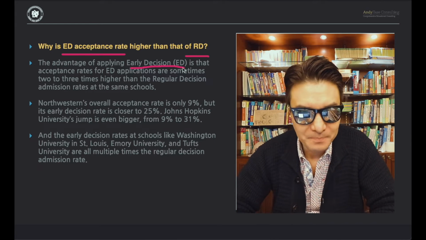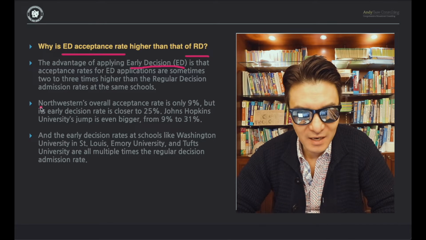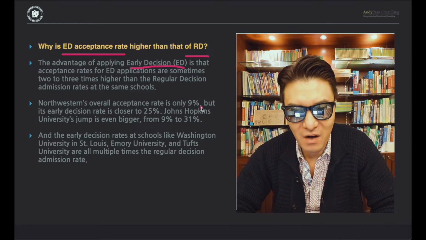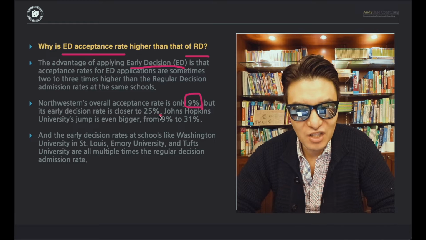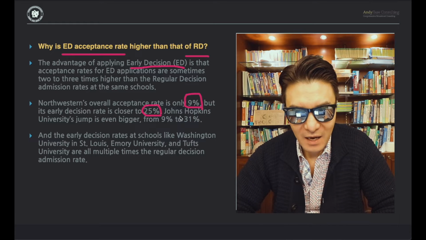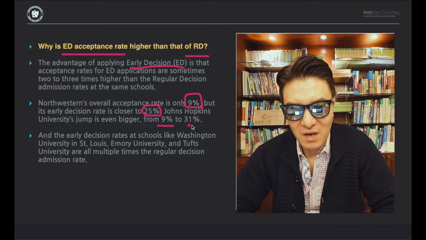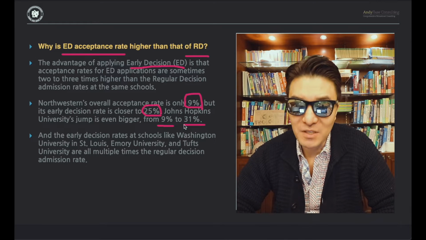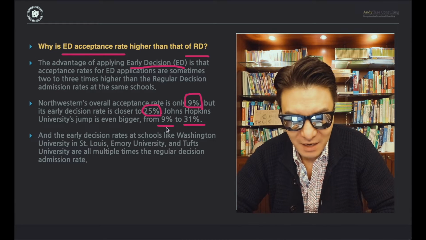You understand that, right? Now, these are last year's numbers, but Northwestern's overall acceptance rate was 9%, while early decision was 25%. Johns Hopkins regular was 9%, early was 31%. So this sort of makes sense, right? 2 to 3 times tougher.